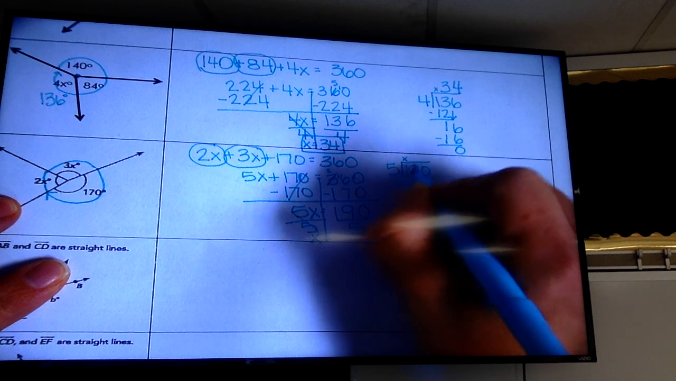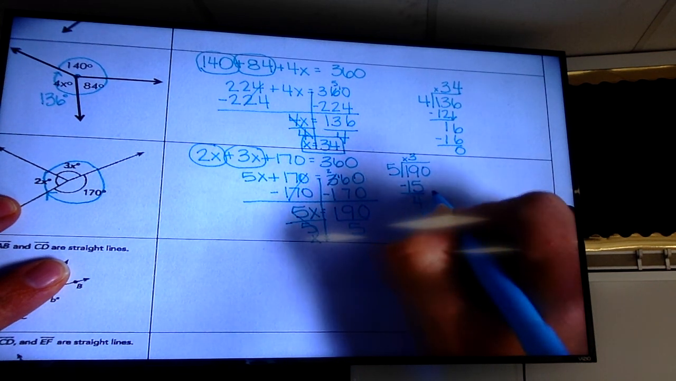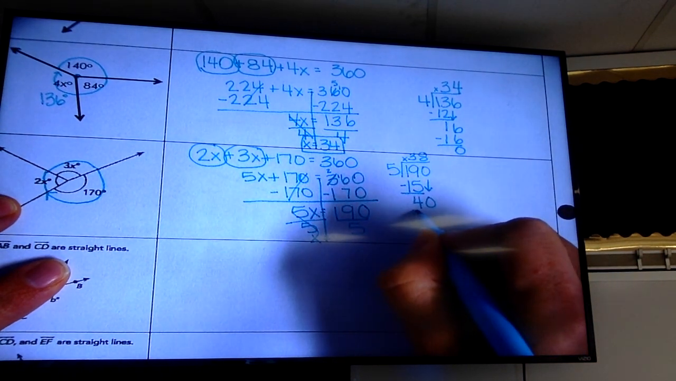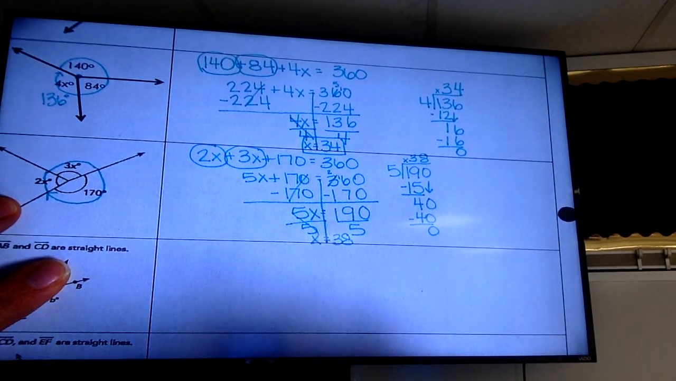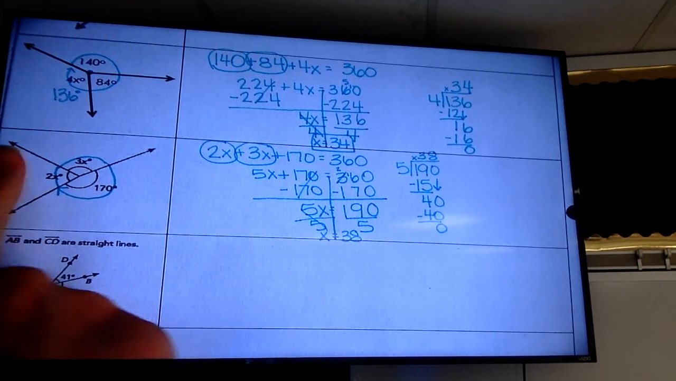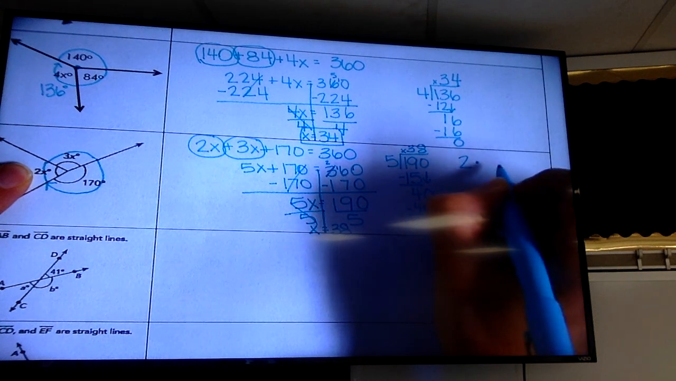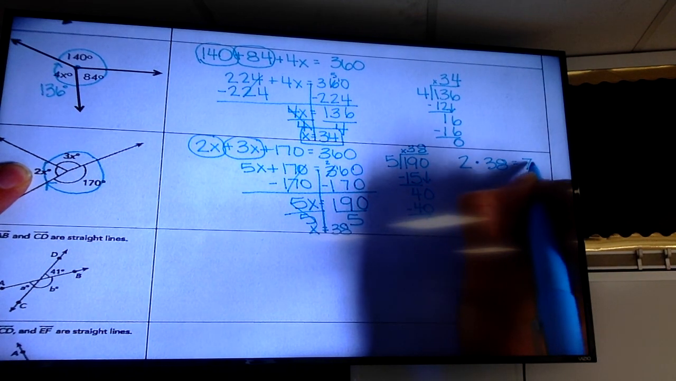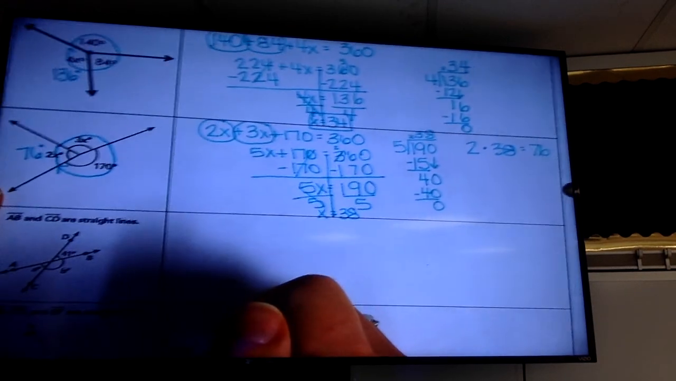5 does not go into 1, but 5 does go into 19 3 times. 3 times 5 is 15. I'd have 4 left over. Bring down the 0. 5 goes into 40 8 times. 8 times 5 is 40. So I know x has a value of 38. That will help me answer the next part. I know this angle right here is 2 x's, so 2 times x, and we know x is 38. So 38 times 2 is 76. So this right here is a 76 degree angle.